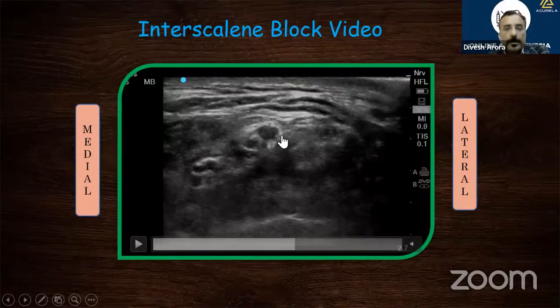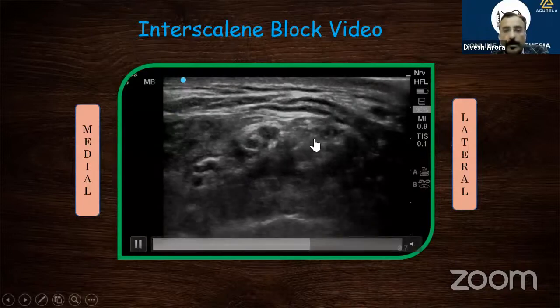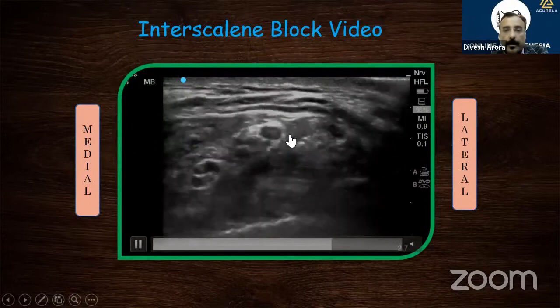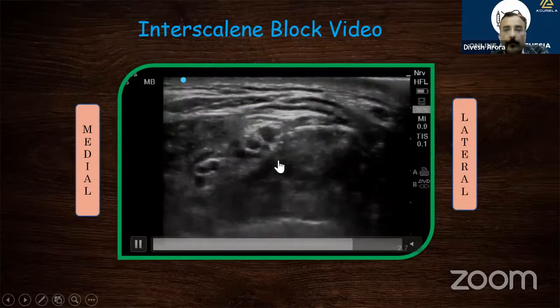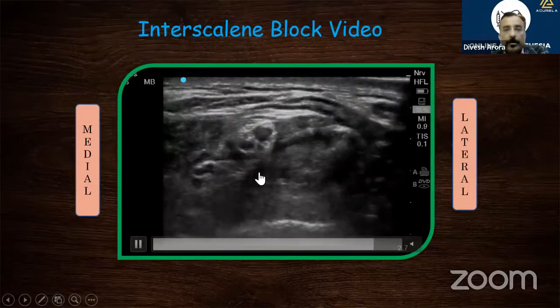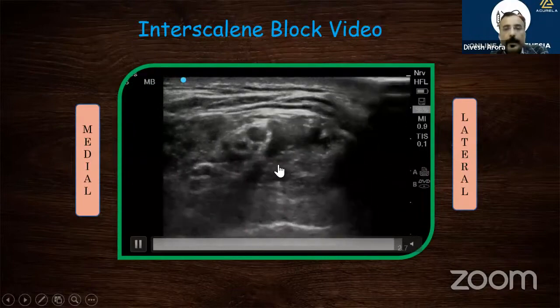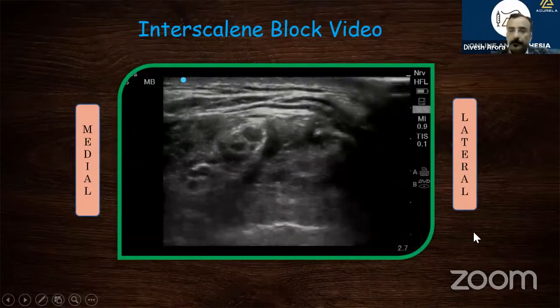So as we have realized, there's a lot of neural element and very little connective tissue element. But as we progress distally, the connective tissue element also increases and the neural element decreases. But the interscalene groove is classically known for a lot of neural injuries. So that is why periplexus injection is advisable in this region. For the rest of the video, we can see the drug being injected and we are completing the block. So the ideal technique would be the periplexus approach.